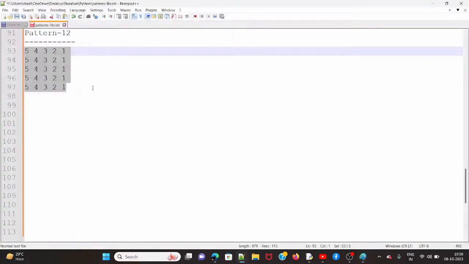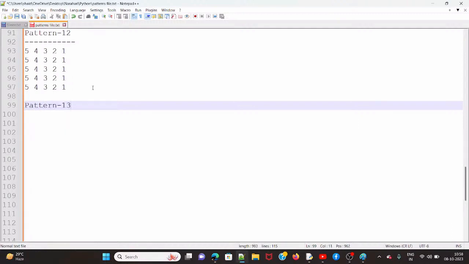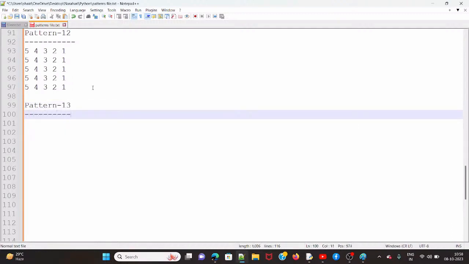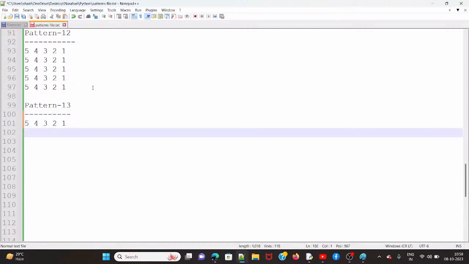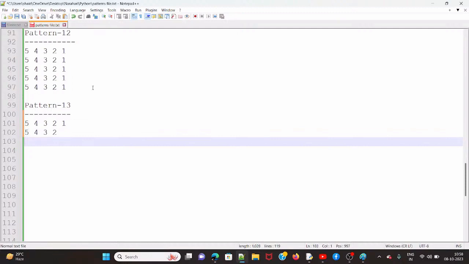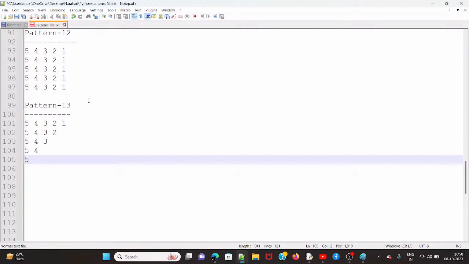Let us try one more pattern. Right now, let us try one pattern like this. First, 5, 4, 3, 2, 1. Next, only 5, 4, 3, 2 only. Next, only 5, 4, 3 only. Next, 5, 4 only. That's all. All of you observe.